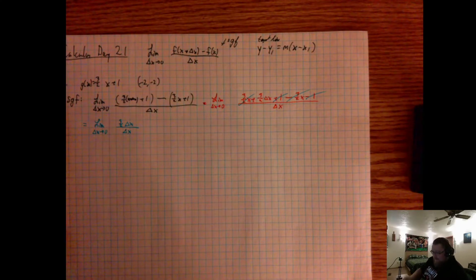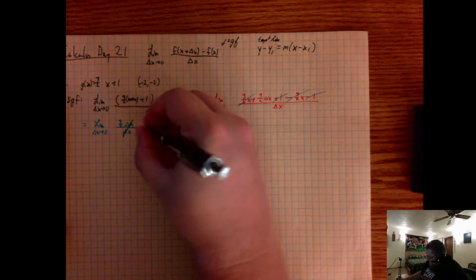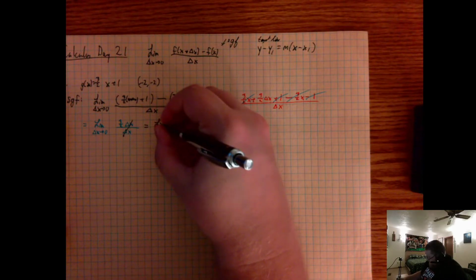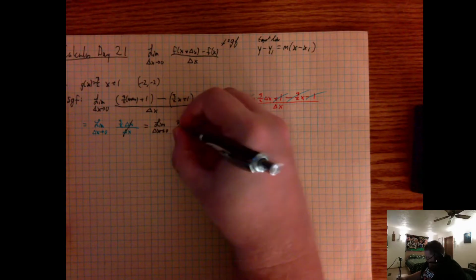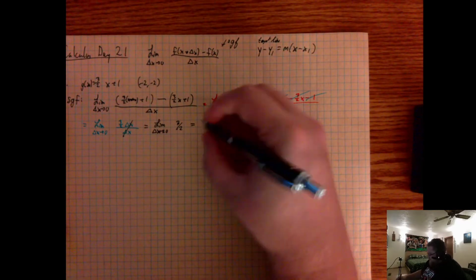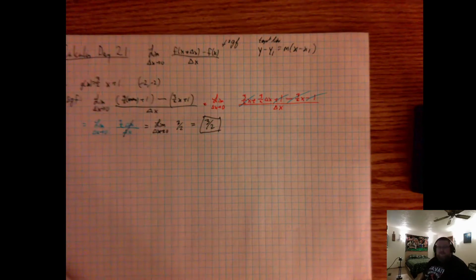Now that I'm here, I can see that the delta x and delta x can cancel, leaving me with the limit as delta x approaches 0 of 3/2. Remember, the limit of a constant is just the constant, so it's 3/2.